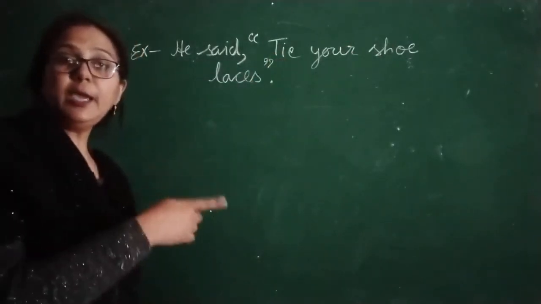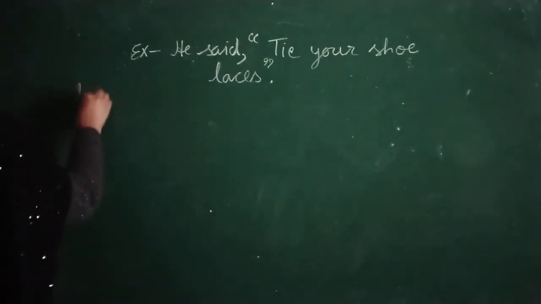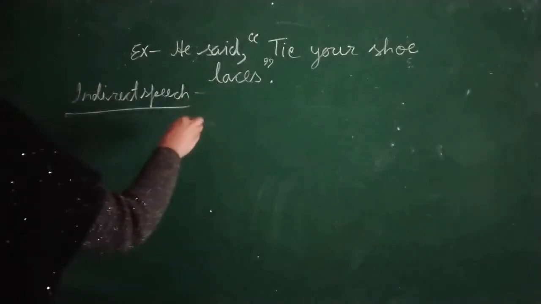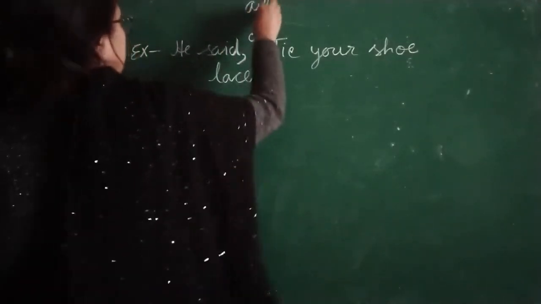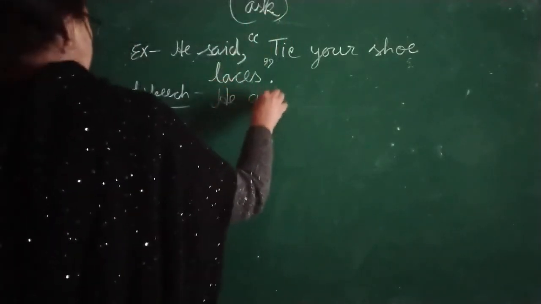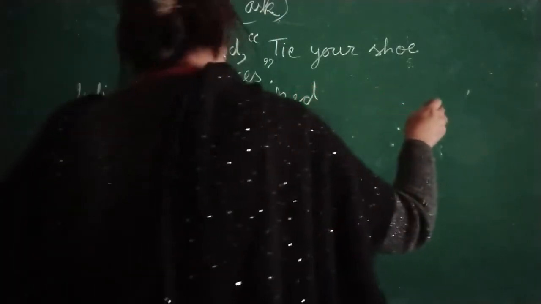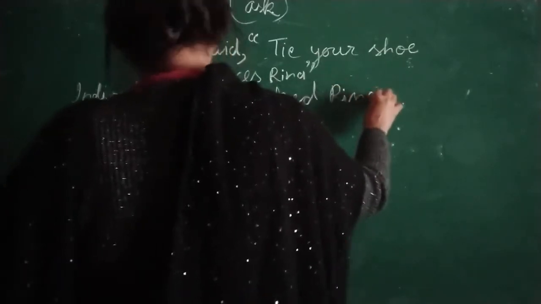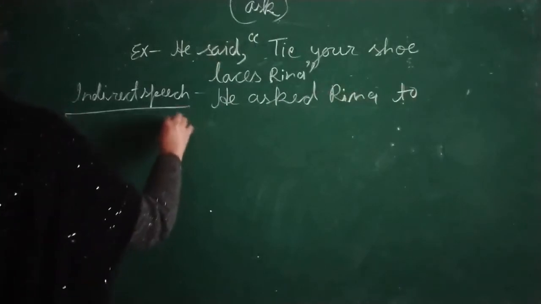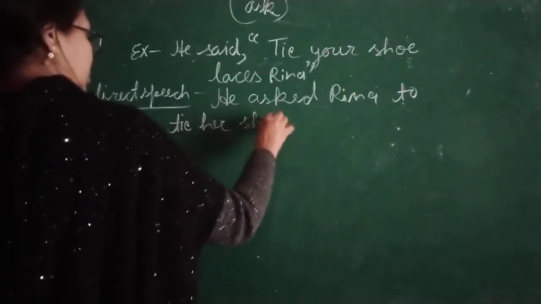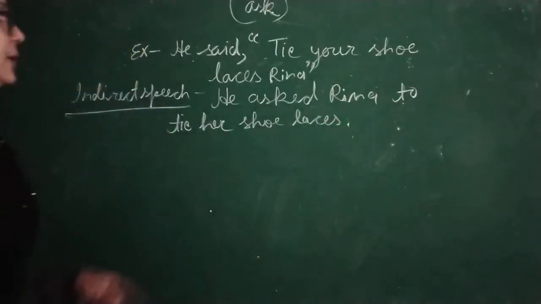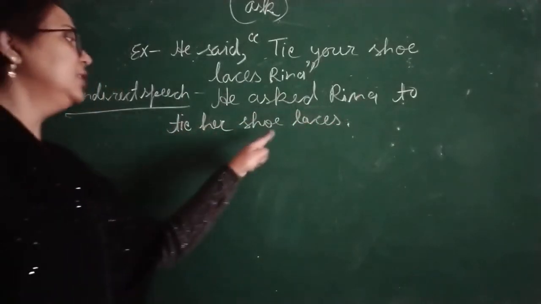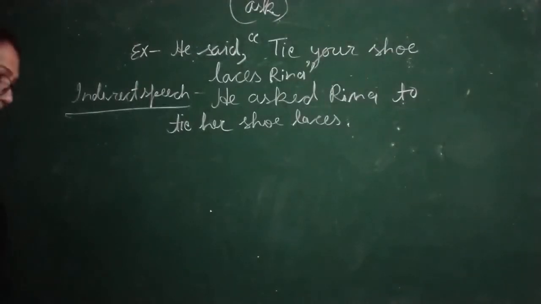Here you can see, tie your shoelaces. Now in indirect speech, we will convert: he asked. Here the verb ask will be used. So he asked Reena, the name is Reena over here, to tie her shoe laces. Now here children you can see "tie your shoelaces Reena" in direct speech; in indirect, he asked Reena to tie her shoelaces. Infinitive we have used over here.